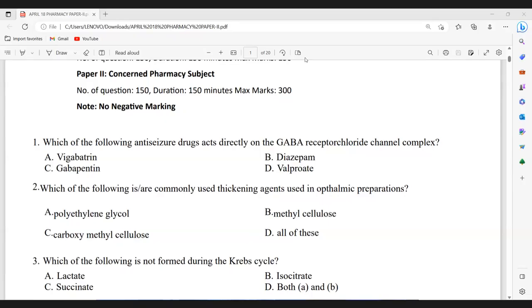But put pen and paper with you and write the explanation part what I'm telling for pharmacology questions.